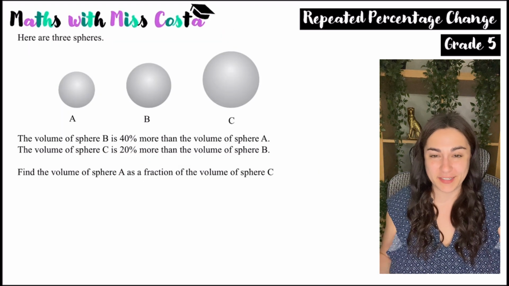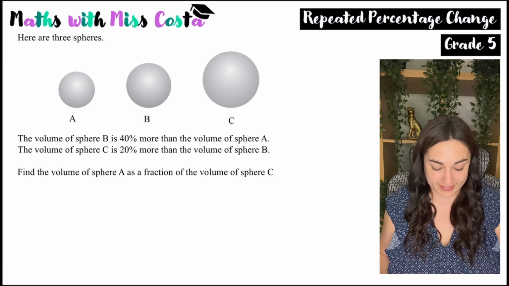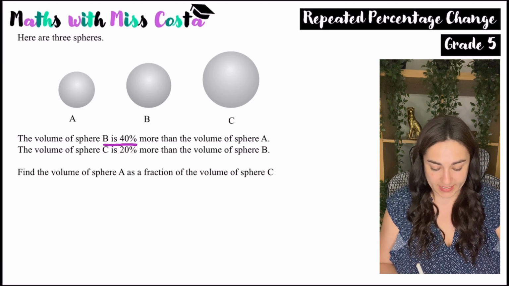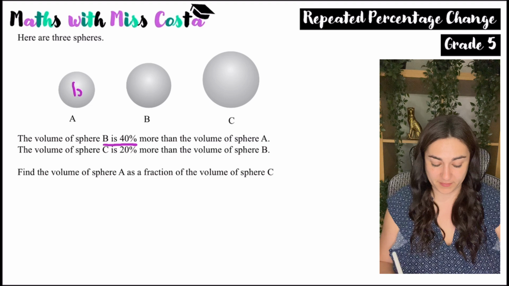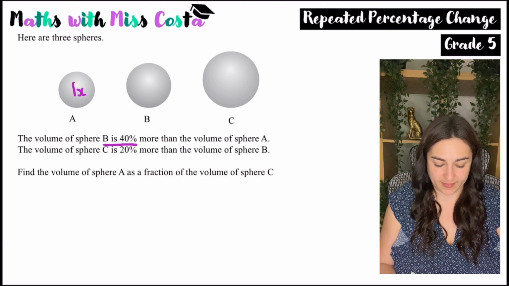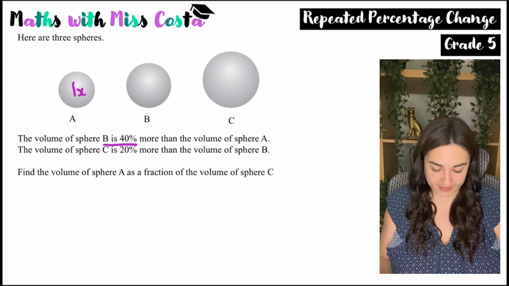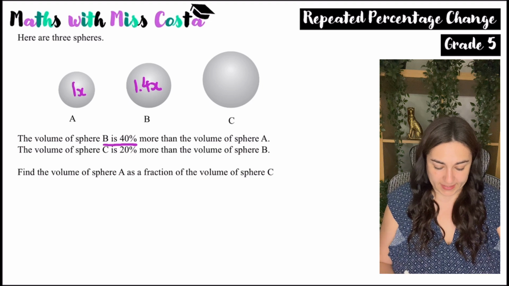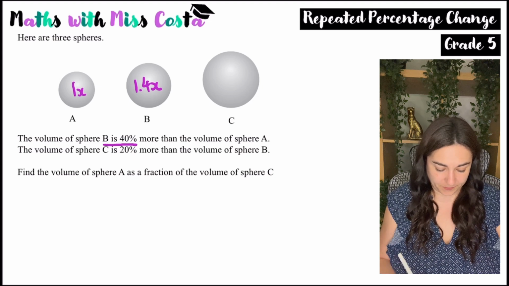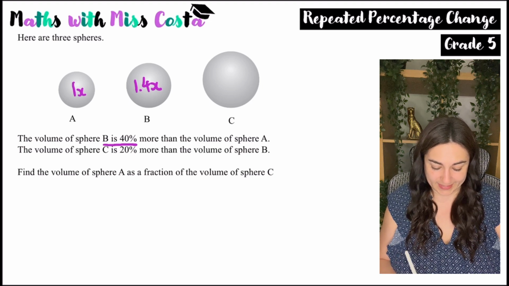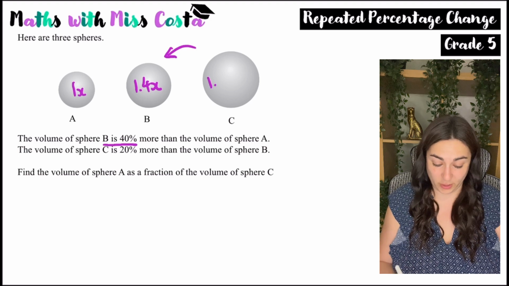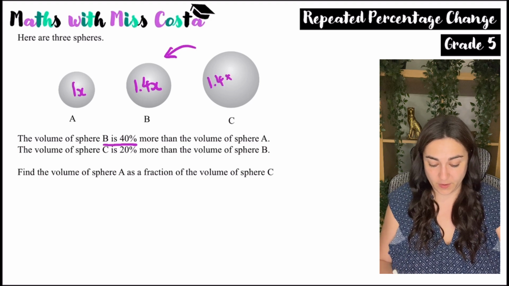Okay, so a similar kind of question here. I'm told that here are 3 spheres and the volume of sphere B is 40% more than the volume of sphere A. So if I just say that sphere A has a volume of 1x, sphere B is going to be 1.4x, and the volume of sphere C is going to be 20% more than the volume of sphere B. So it's going to be 1.4 times by 1.2x.